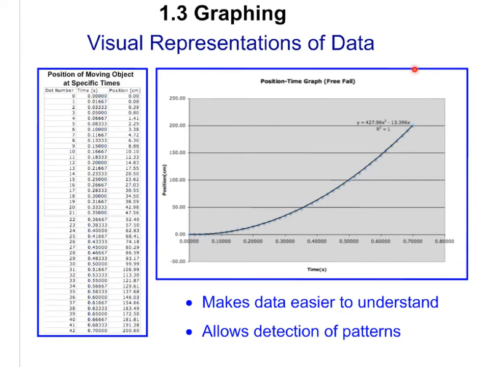But the graph itself is even more dynamic because it gives me a visual representation of what is happening. It allows me to detect patterns in my data. For every little bit of time, this is the distance that object has fallen. You can see that it is increasing in how far it's traveling for that amount of time, isn't it? It's actually gaining in speed.